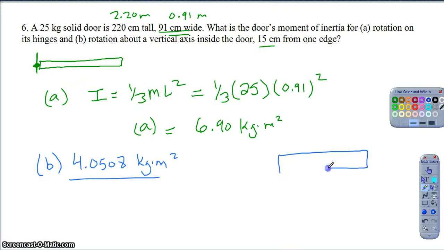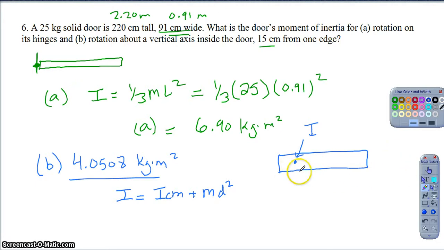So this time I've got my door, right? But instead of doing it from the hinge or right in the middle, I'm doing it from some arbitrary point, 15 centimeters away from one of the edges. So that's what we're looking at here. If I ask you to find the moment of inertia about any random point, we use the parallel axis theorem, right? We can relate it to the moment of inertia for the center of mass, plus m times the distance squared, where that distance represents how far it is from the center of mass.